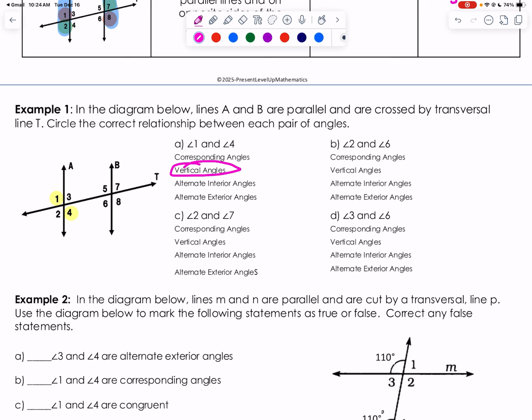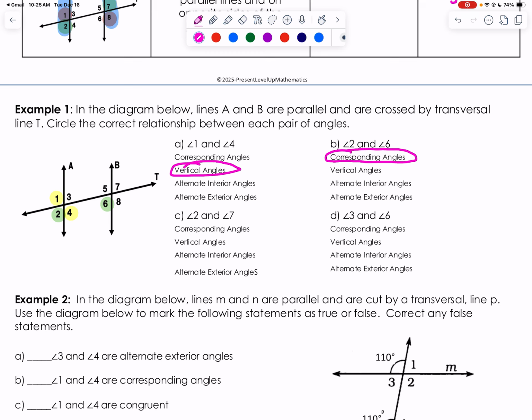All right, part B, angle 2 and angle 6. So let me highlight that. Angle 2 and angle 6. Are they corresponding angles? In other words, are they in matching corners? And sure enough, they are. So we're going to circle corresponding angles.